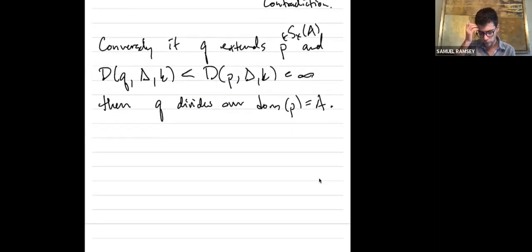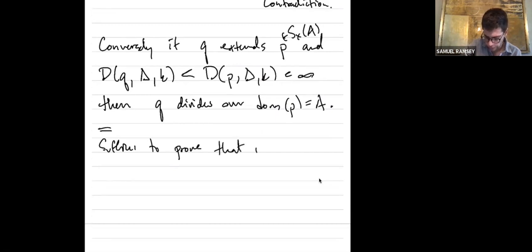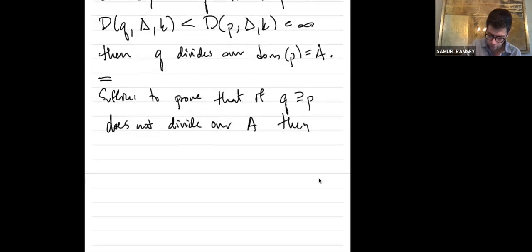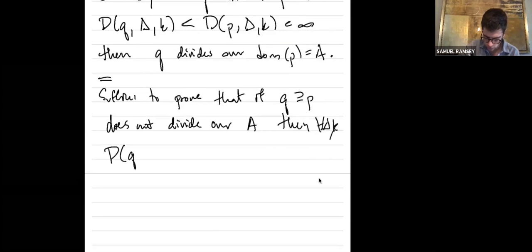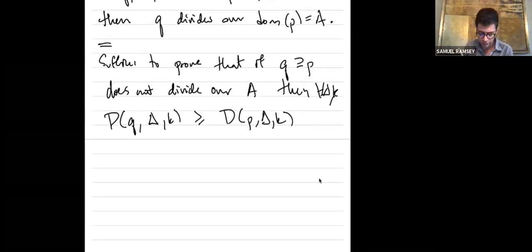Okay, so how might we prove this? It suffices to prove that if Q extending P does not divide over A, then for all delta and K, the D rank of Q over delta and K is at least the D rank of P. And how do you prove that?